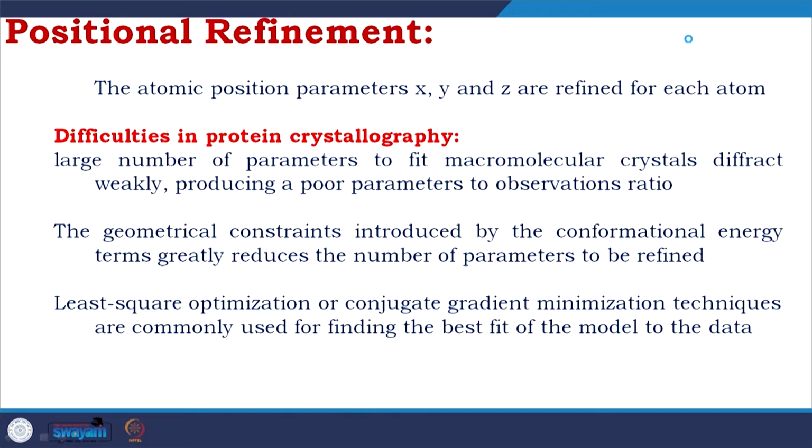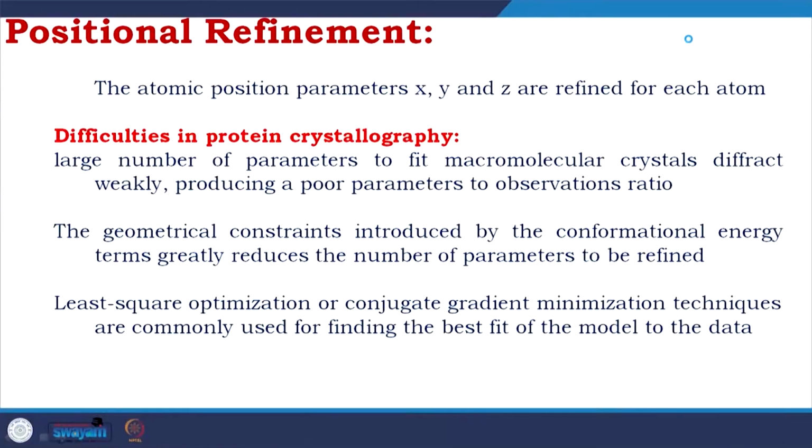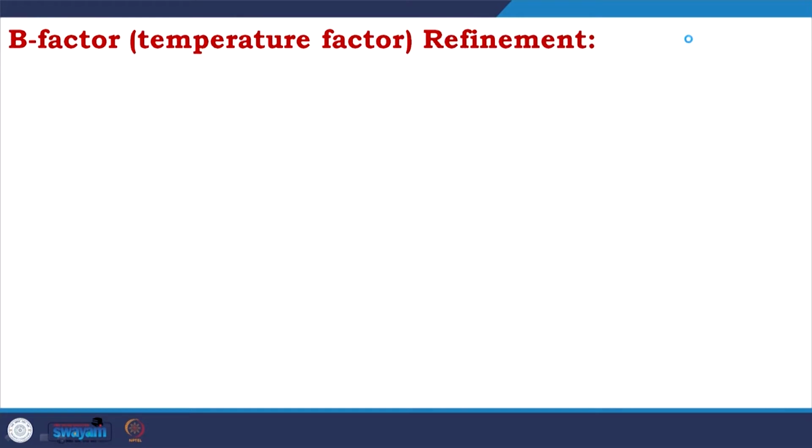Least square optimization or conjugate gradient minimization techniques are commonly used for finding the best fit of the model to the data. So, when we are doing a rigid body, it is relatively easier because you are not considering all the motions, and here we are taking least square optimization and conjugate gradient because they generally are less computer calculation intensive.